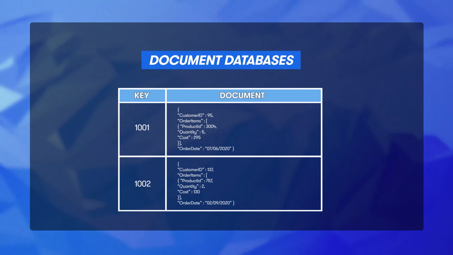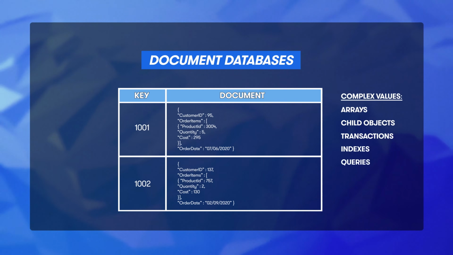Document databases are similar to key value databases in that you store a set of values, a document, against a key, the document ID. But these databases have sophisticated support for allowing more complex values to be stored, including arrays and child objects, as well as transactions, indexes, and queries based on those document structures.